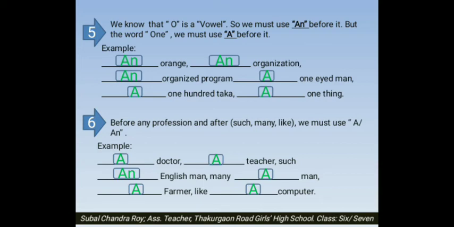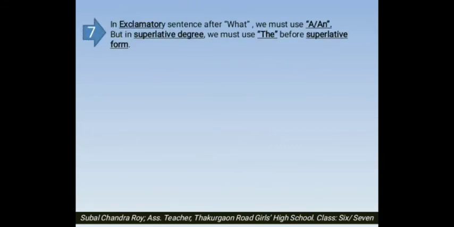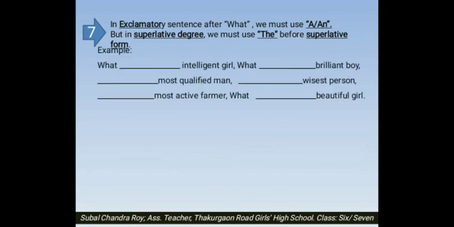I think that by following this structure, the use of article will be very much easy to you. Okay, dear student. I hope you must practice these rules at your home. Okay, dear student. So let's go to the rule number 7. In exclamatory sentence, after a word, we must use a or an, but in superlative degree, we must use the before superlative form. Okay, dear student, let's go to fill the example, please.